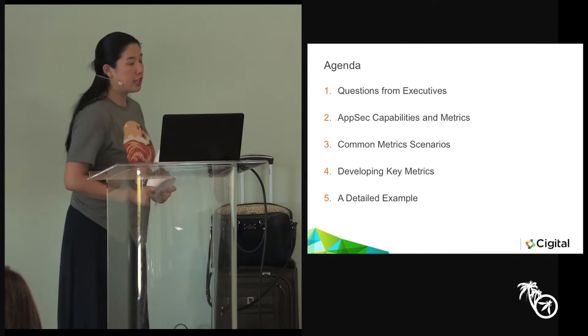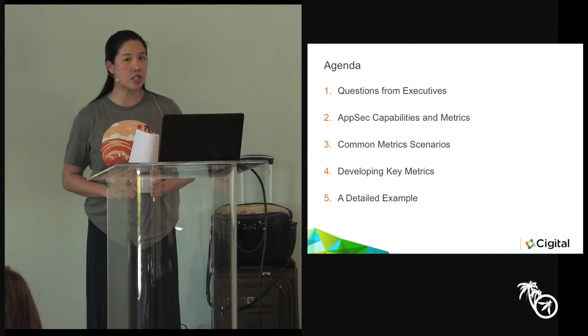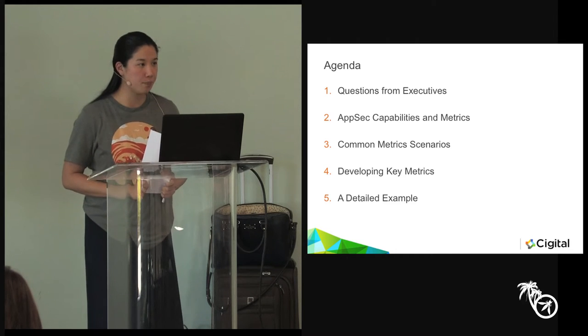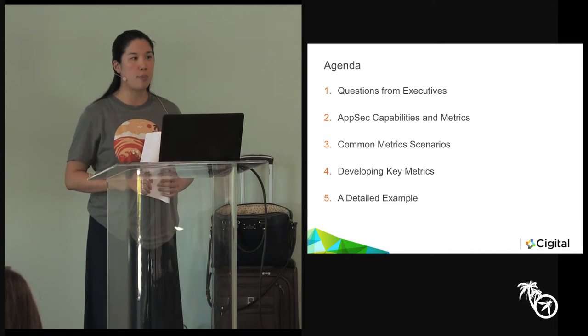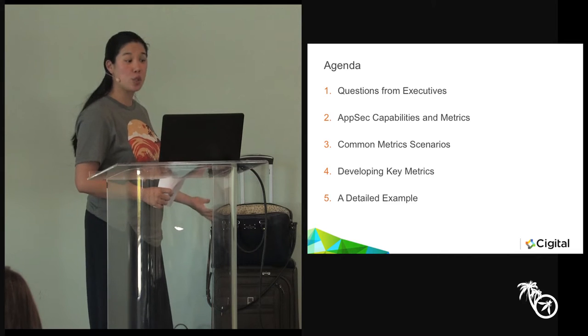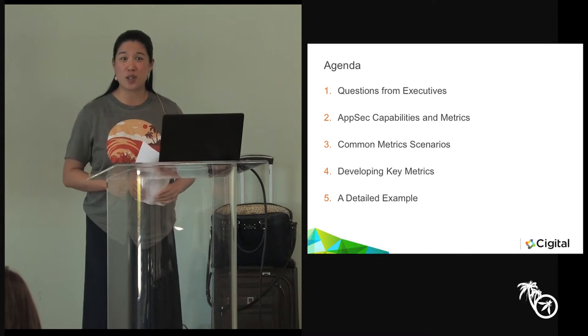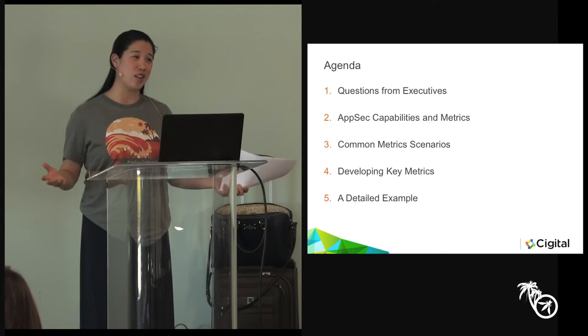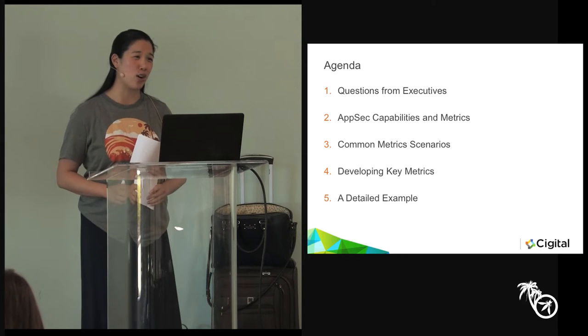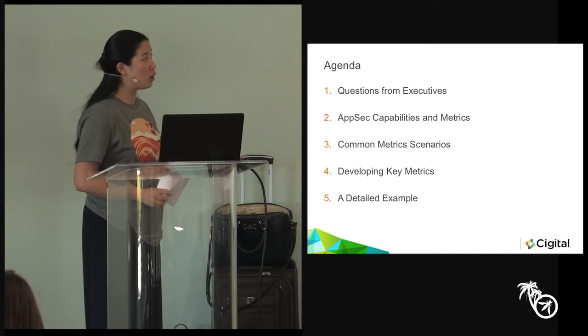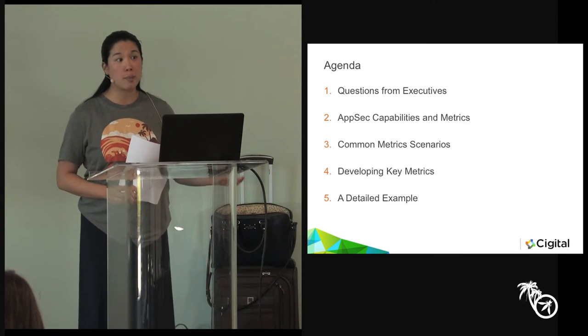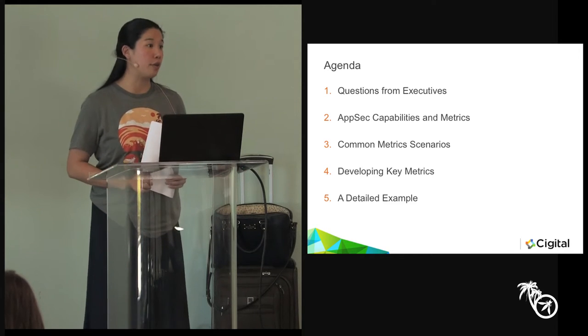So today we're going to talk about some questions that executives may ask. We're going to talk about AppSec capabilities and metrics that are associated with those capabilities. I'm going to tell you some stories about metric scenarios that I've seen our clients in, not all of which are optimized. And then I'm going to tell you about my approach to developing key metrics, and we're going to go through a very detailed example.